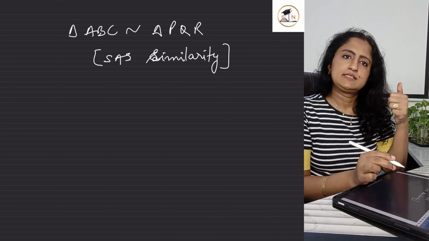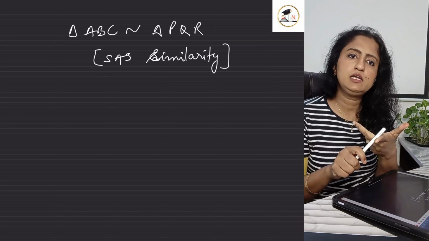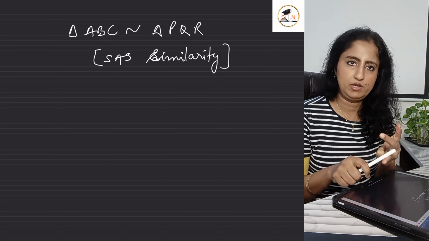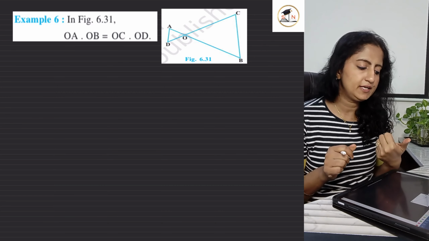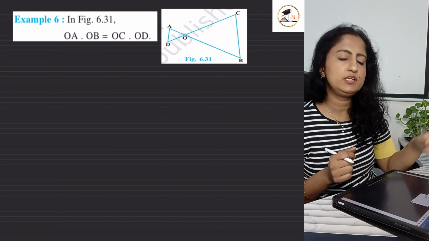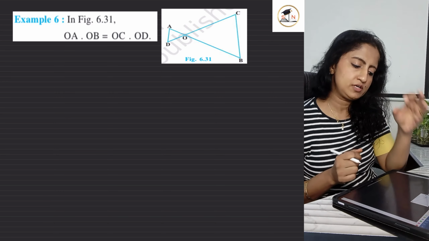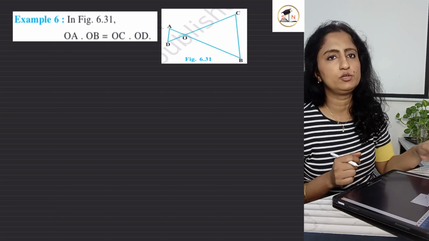Okay. Side, angle, side. Side proportion, angle equal, side proportion. Okay. Now, moving on with the question. I have picked example 6. So, if you notice, for the 3 criteria, I have picked 3 examples, each related to that particular criterion.